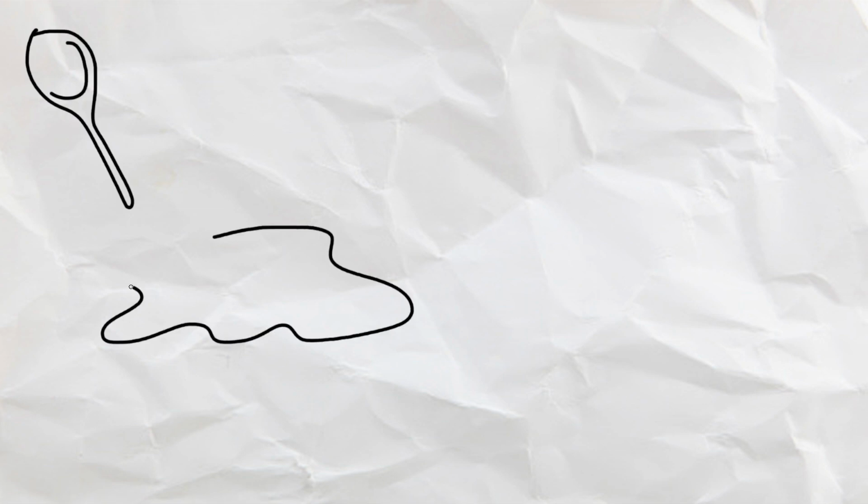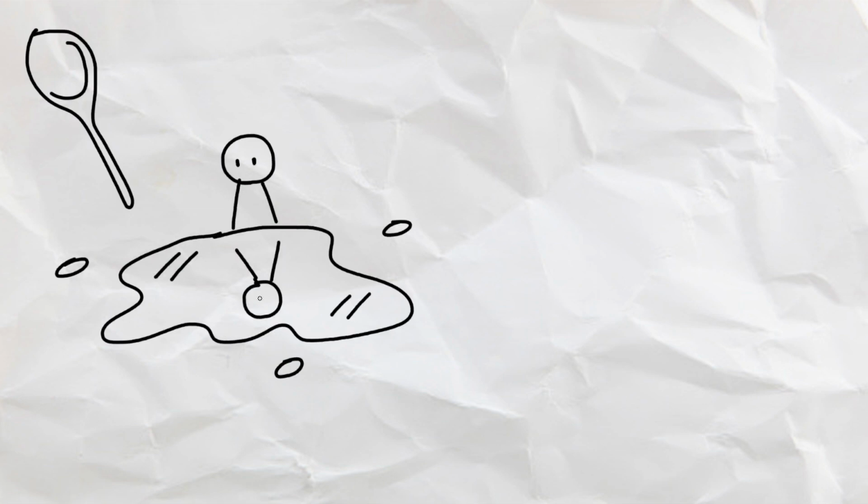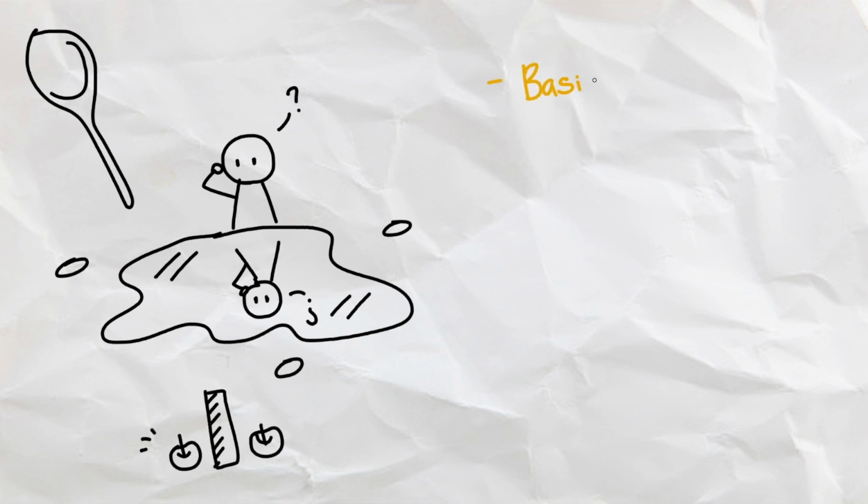From a spoon to a water puddle, mirrors reflect everything that we see, but how are we also able to see objects behind barriers and in different orientations? In this video, we will go over how basic, concave, convex, and one-way mirrors work.